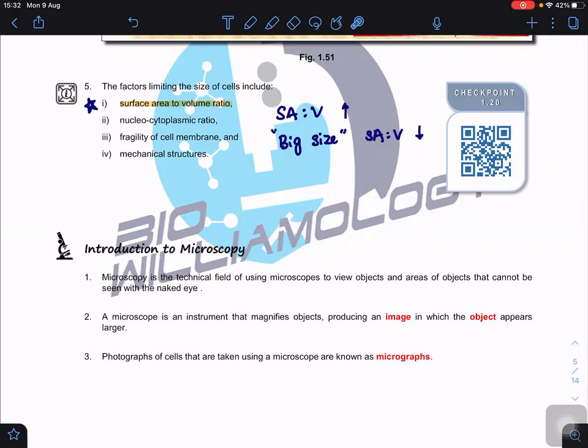Again, out of these 4 factors, the only factor that we need to learn in the next topics deals with diffusion and facilitated diffusion. Then we're going to learn the surface area to volume ratio in detail, and we need to learn how to calculate it as well. Okay, with this, I stop the recording.